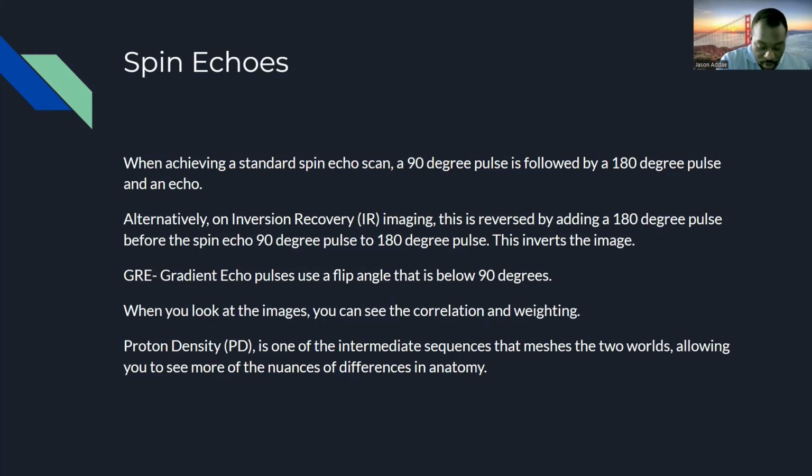VO, or the body's longitudinal plane, the Y, and the X plane. So then you have intermediate imaging, where you have the meshing of two worlds. Longer TR, shorter TE, or vice versa. This creates little nuances where you can visualize anatomy in different ways. A lot of times it's used for bone imaging.